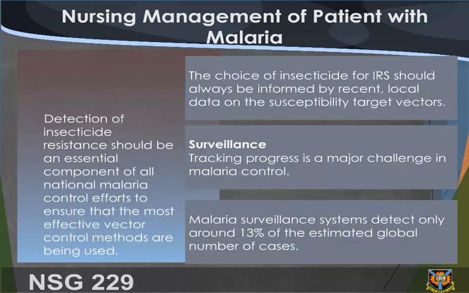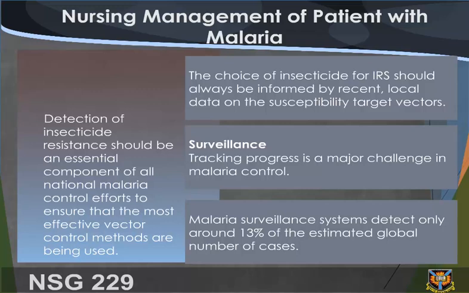Detection of insecticide resistance should be an essential component of all national malaria control efforts to ensure that the most effective vector control methods are being used. The choice of insecticide for IRS should always be informed by recent local data on the susceptibility of target vectors.